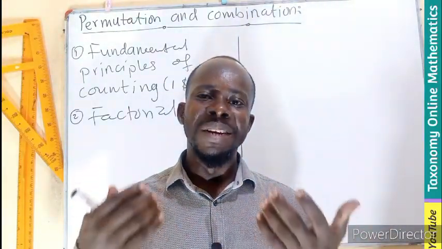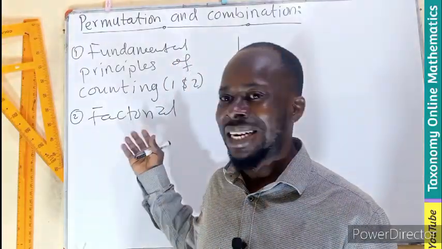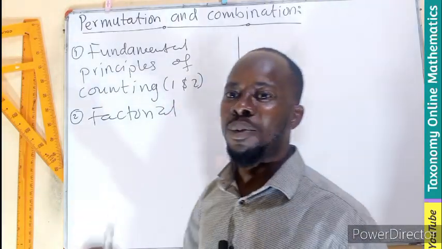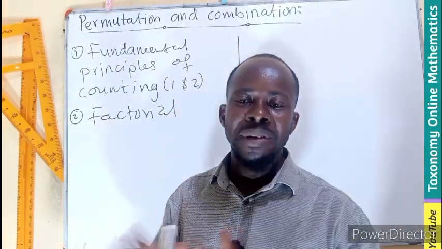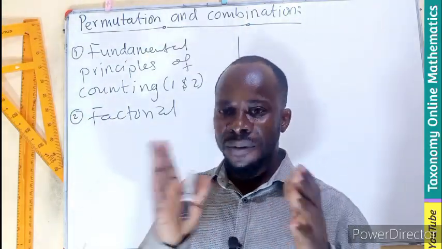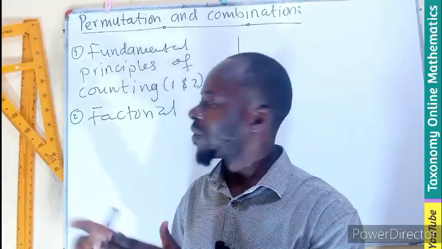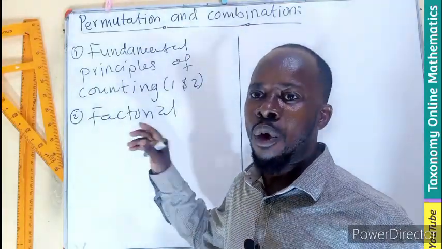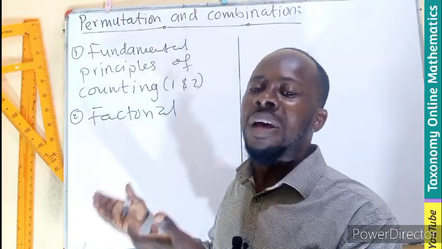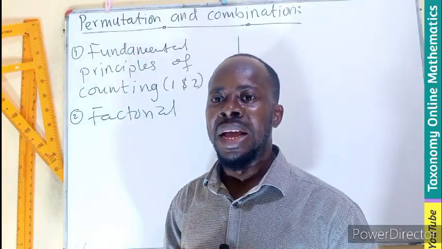Before we can really appreciate the permutation and combination, we need to understand these concepts before we move on. The first concept will be the fundamental principles of counting, which is twofold. The first one is the product rule, and the second one is the sum rule. Then we also need to understand what is factorial. Understanding these concepts will lead us into permutation and combination.